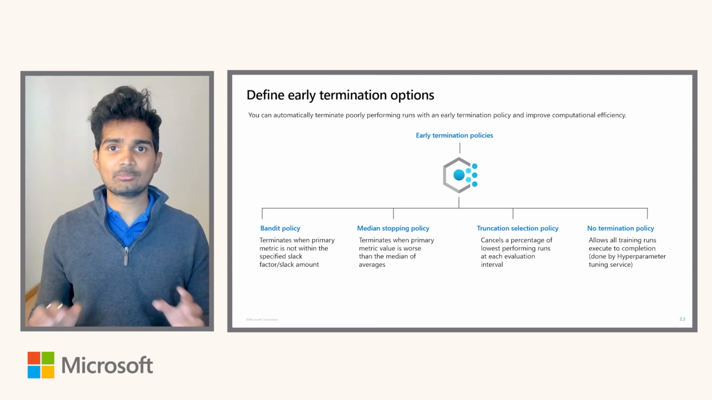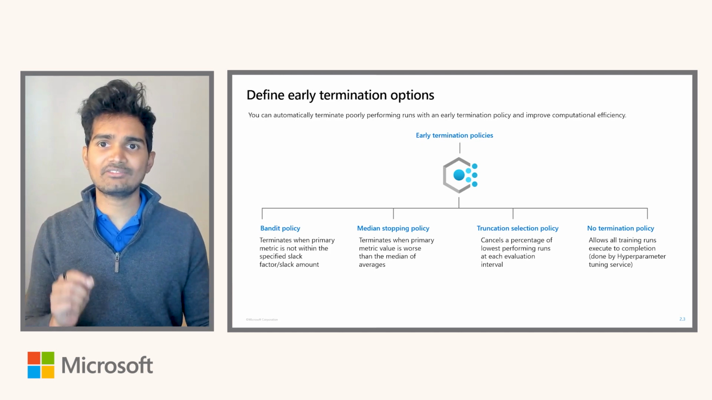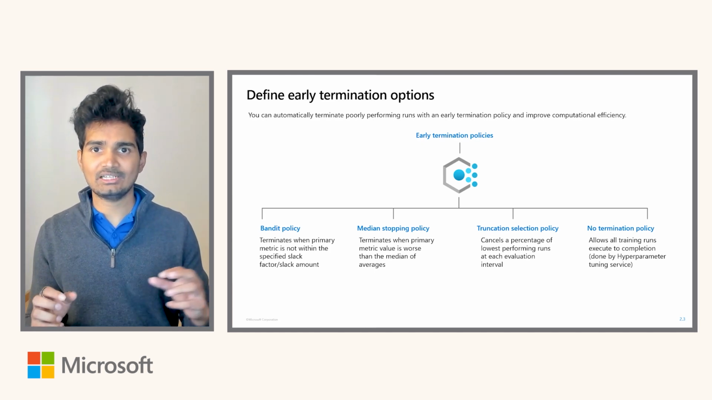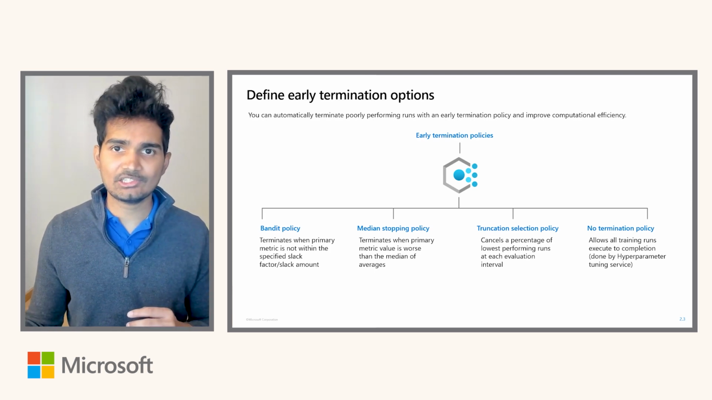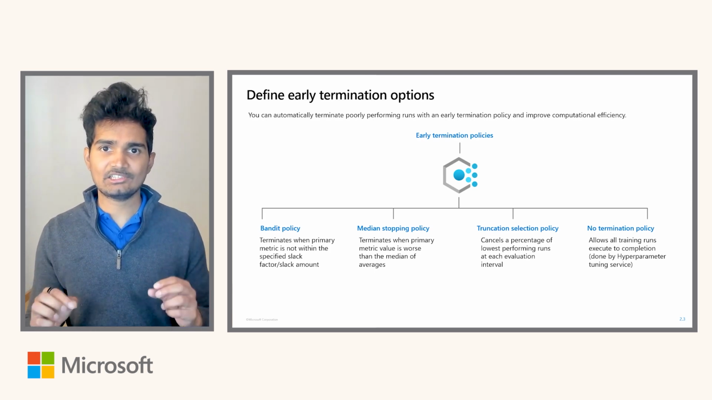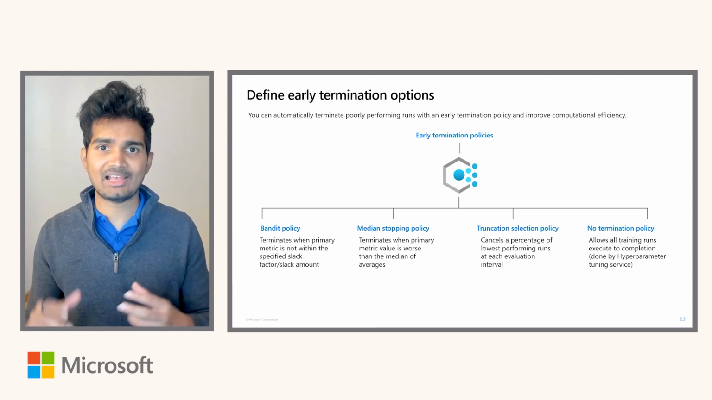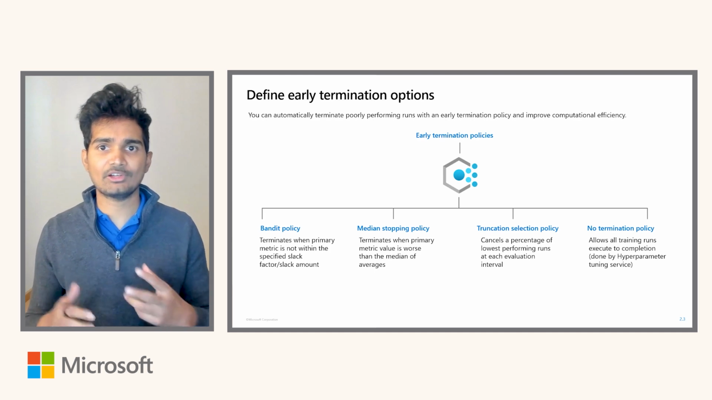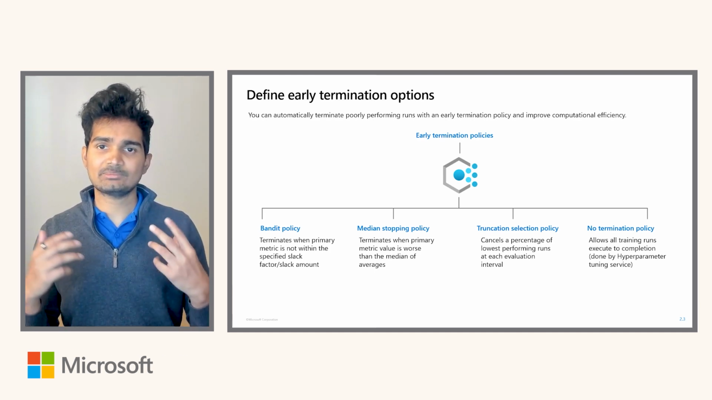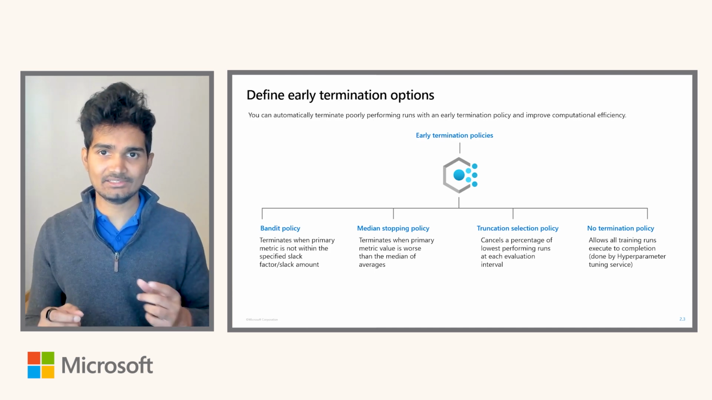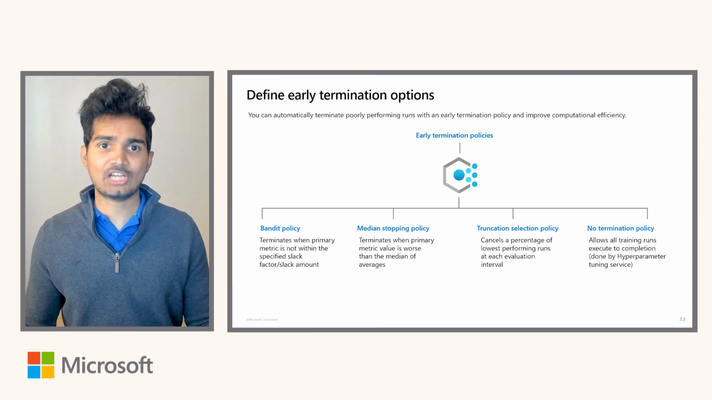Some configuration parameters to be aware of: you should know how you can configure the following parameters to control when a policy is applied. Evaluation interval specifies the interval at which the performance of the runs is evaluated to decide if a run should be terminated or not. Delay evaluation specifies the delay before the first evaluation of the run's performance is checked.